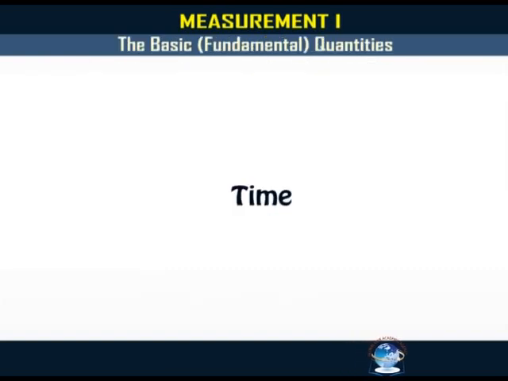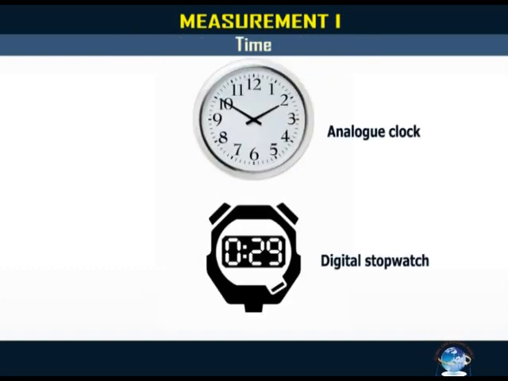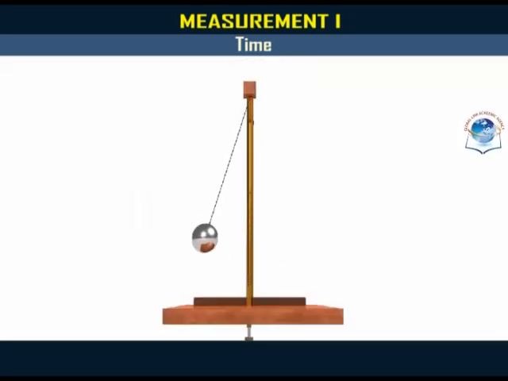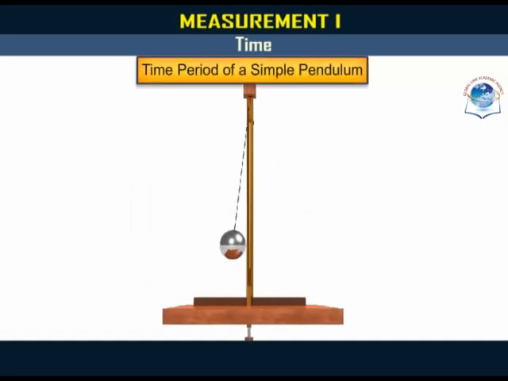And finally, time. In laboratories, time intervals are measured using either a stopwatch or a stop clock. A digital stopwatch is preferred due to its accuracy. A good experiment that requires measurement of time intervals is, for instance, the time taken for a pendulum to make a given number of cycles.